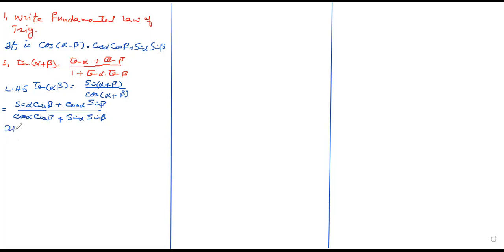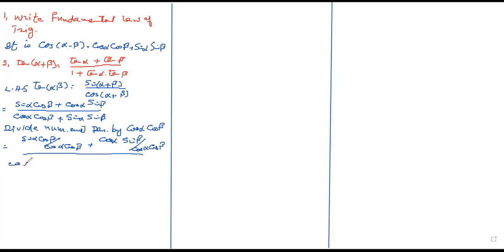Now divide the numerator and denominator by cosine alpha cosine beta. So we divide every term by it. So it is sine alpha cosine beta divided by cosine alpha cosine beta, plus cosine alpha sine beta divided by cosine alpha cosine beta. And the same is the case with the denominator, cosine alpha cosine beta divided by cosine alpha cosine beta.